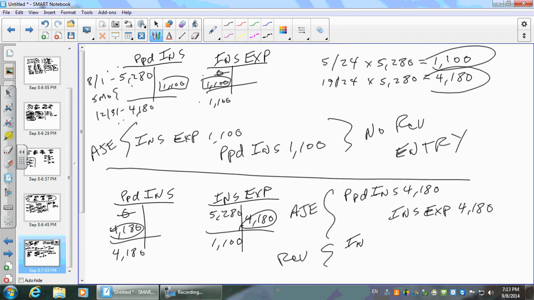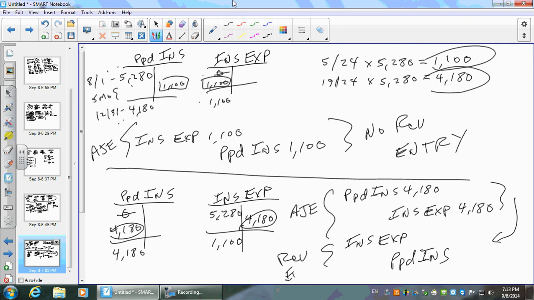Debit insurance expense. And credit what? Prepaid insurance. But we'd only do it for the amount we used as we used it. If we're using reversing entries, we'll do it for the whole thing. Okay? So I'm going to take this whole thing and just reverse it. A reversing entry is so simple, right?